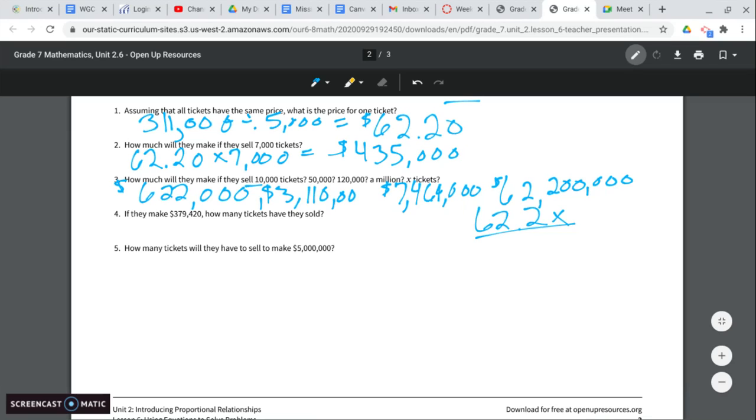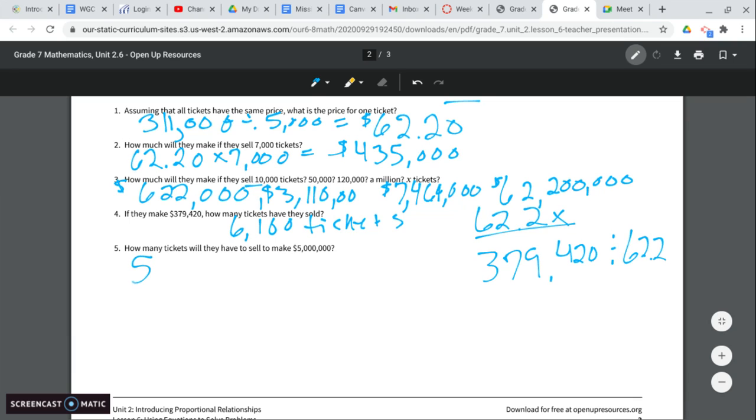So we're just going to take the 379,420 and divide it by the 62.2. So 379,420 divided by 62.2. That's going to get 6,100 tickets. So we just did 379,420 divided by 62.2. So how many tickets will they have to sell to make 5 million?